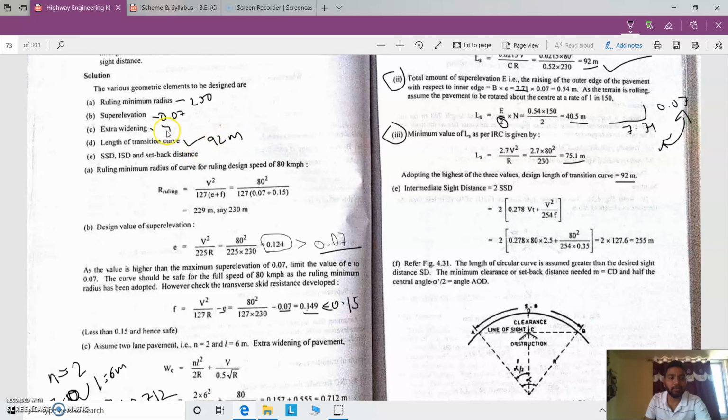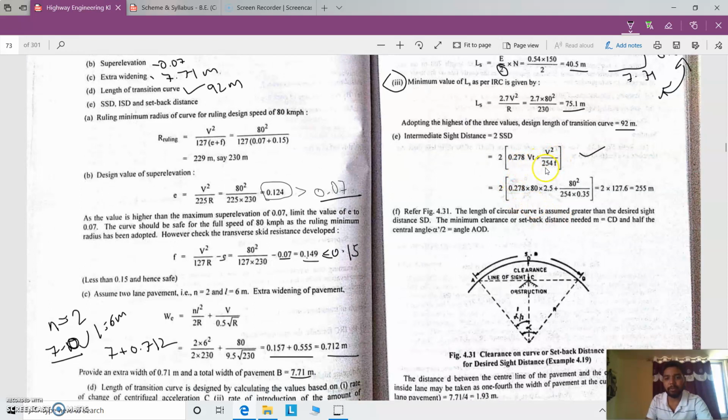Extra width is 7.71 meters, right? And stopping sight distance and intermediate sight distance. Stopping sight distance is lag distance plus braking distance, that can be considered here. Intermediate sight distance is 2 times the stopping sight distance, and both are calculated using Pt plus V square by 2gf. Once you calculate it, 2 times will be equal to 225 meters, and stopping sight distance is 127.6 meters, and the intermediate sight distance is considered to be 255 meters.